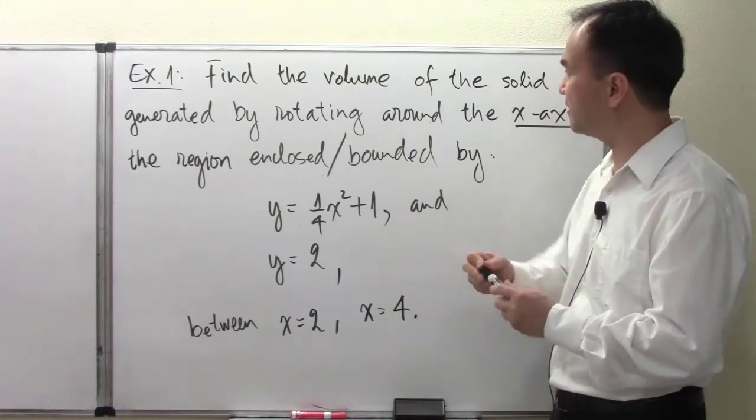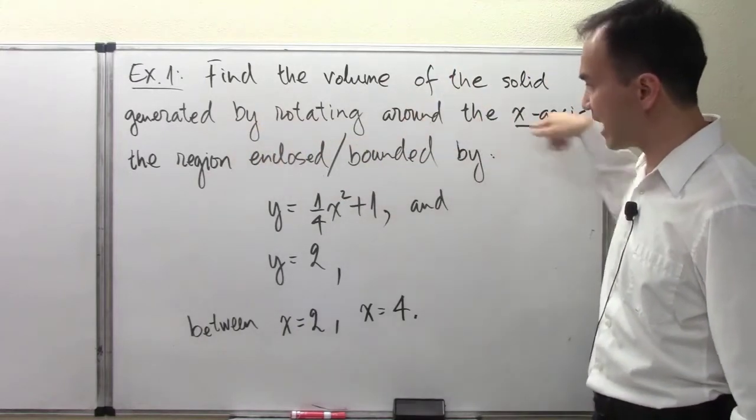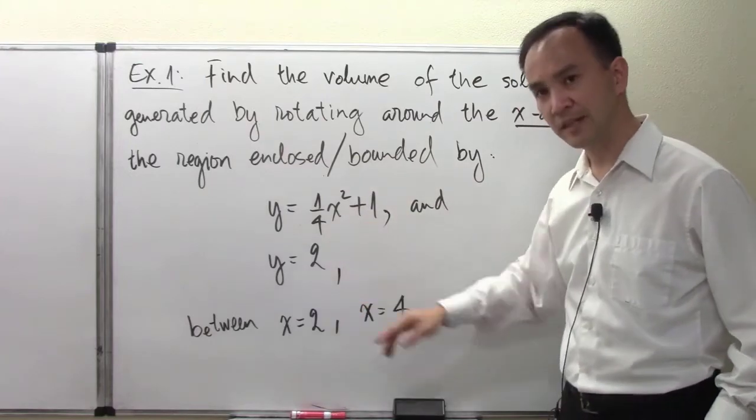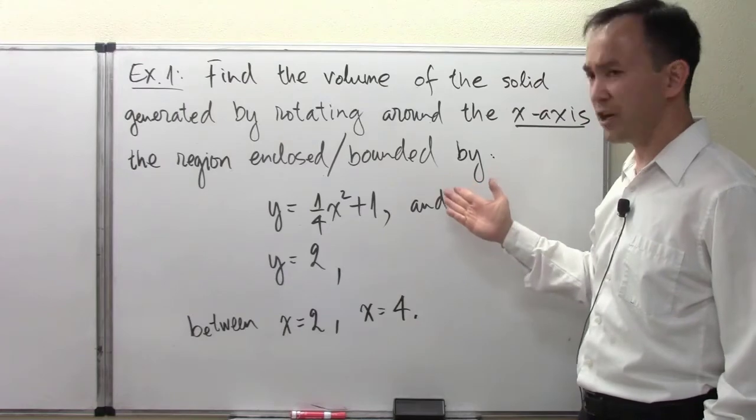We want to find the volume of the solid that's generated by rotating around the x-axis this region right here, enclosed by these four curves. Okay, so find the volume.